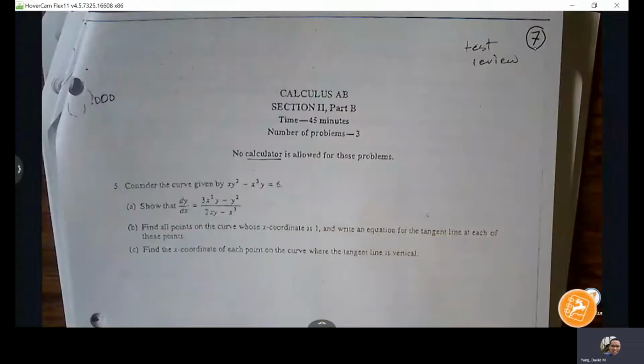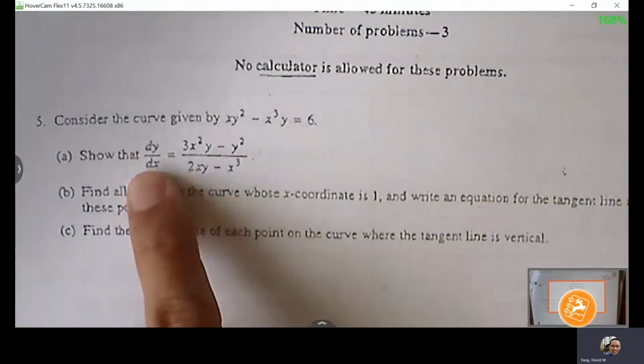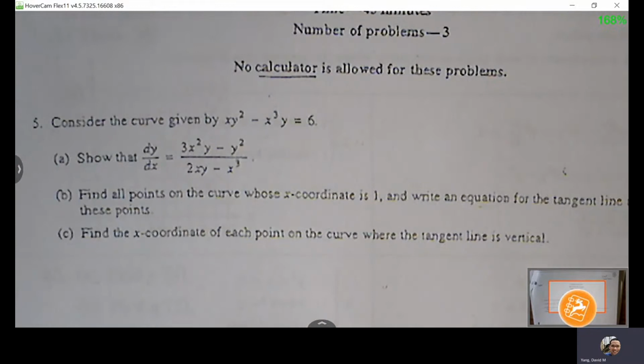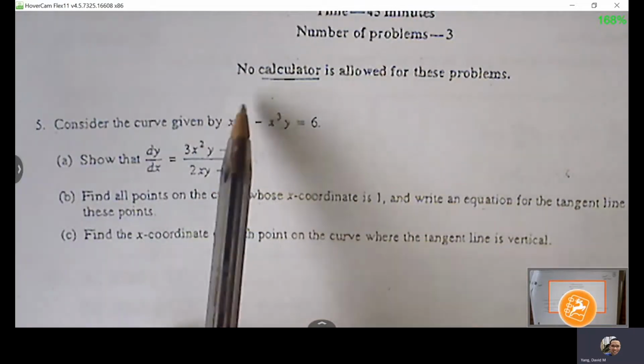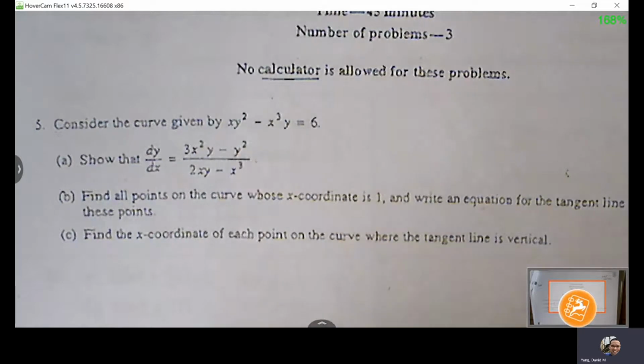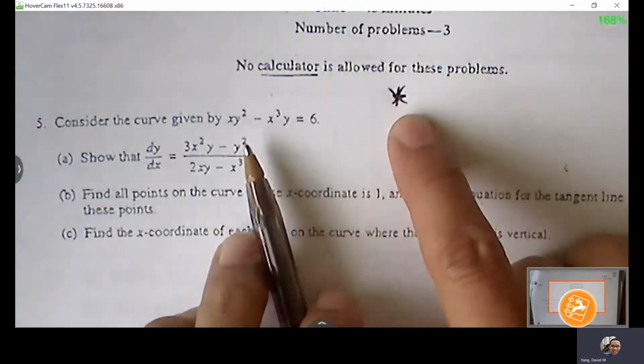Look at the problem. Let's see if we can identify what's needed here. It says show that dy dx equals this expression. Maybe we can look at this problem and decide what method is involved if we want to find a derivative. What do you guys notice here, by the way that this is set up?